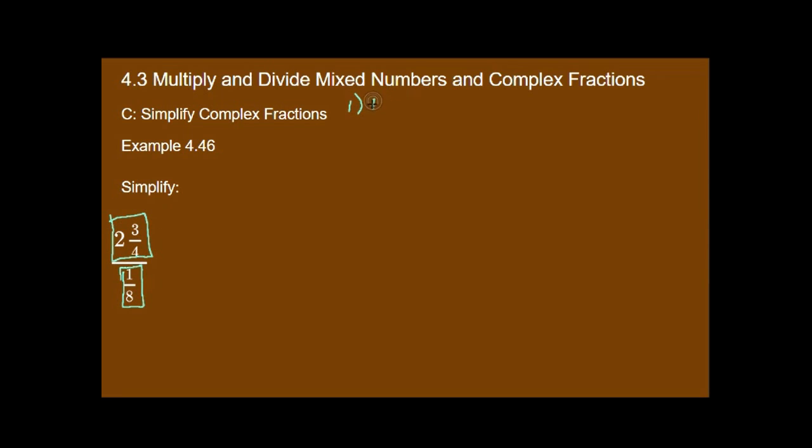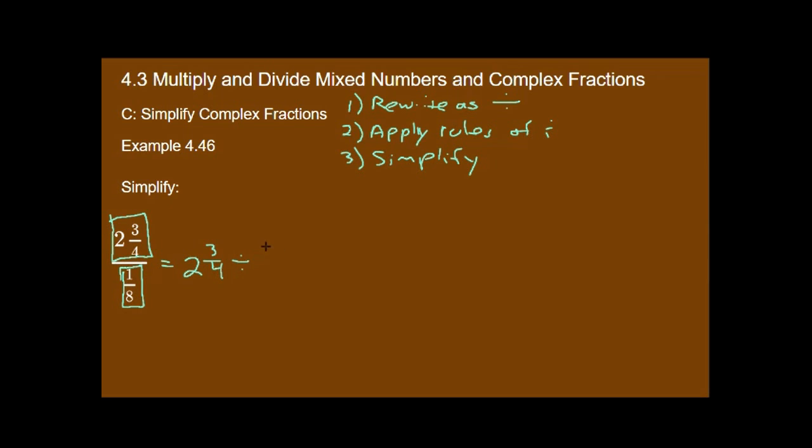We're going to rewrite it as a division problem, and then we're going to apply the rules of division. And then, if necessary, we're going to simplify. Okay, we're still following those same procedures. So first, we have 2 3/4 divided by 1/8. Okay, you've seen this before. Now, instead of changing it to a multiplication problem right away, we have to deal with this mixed number.